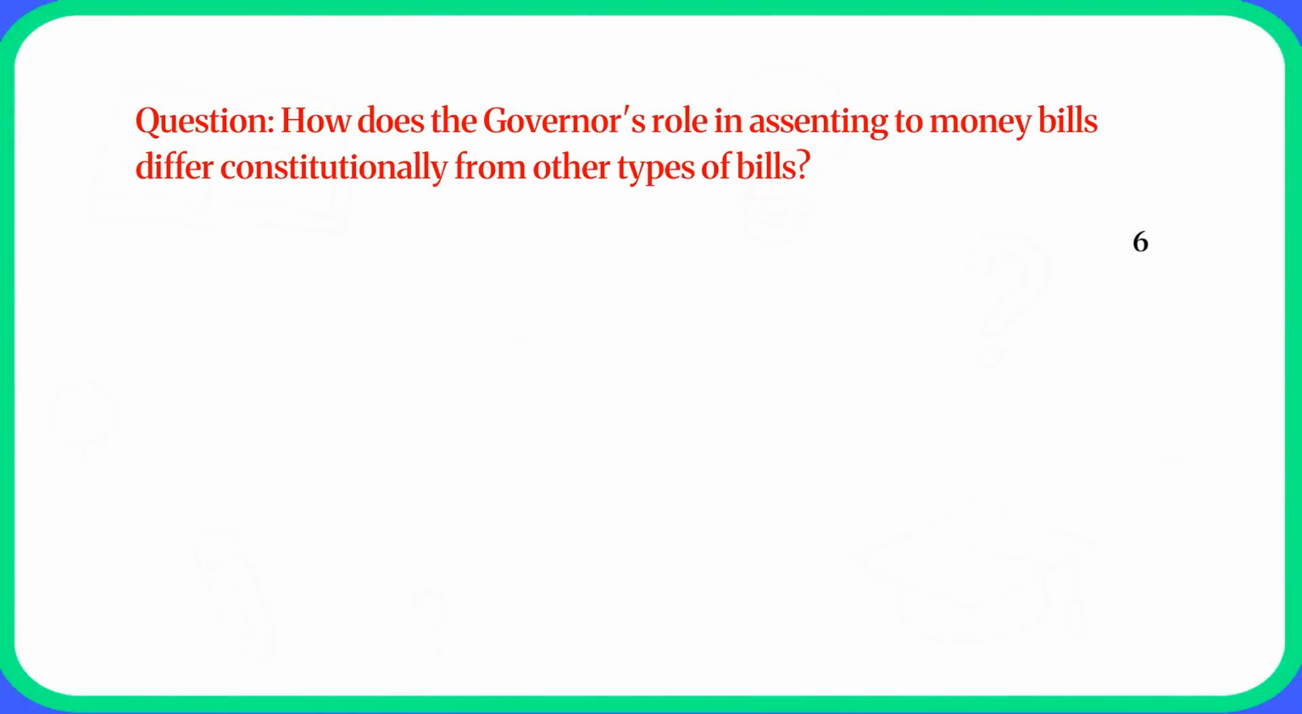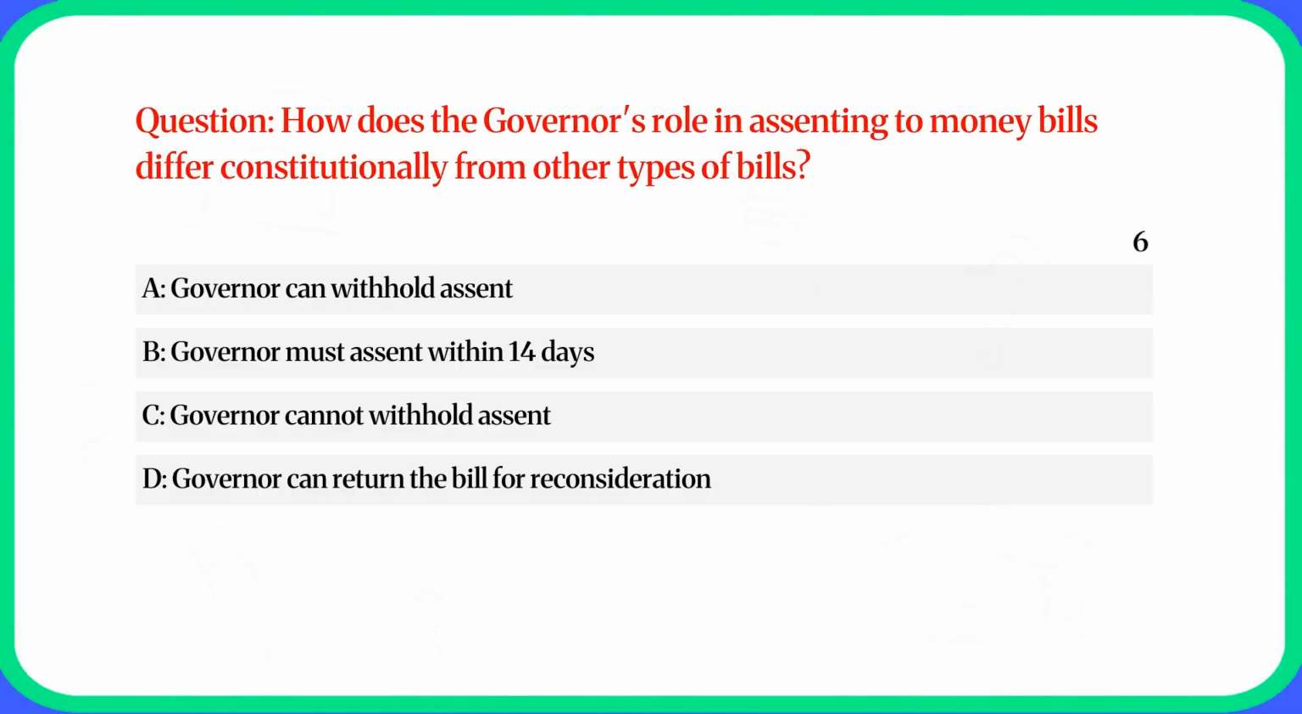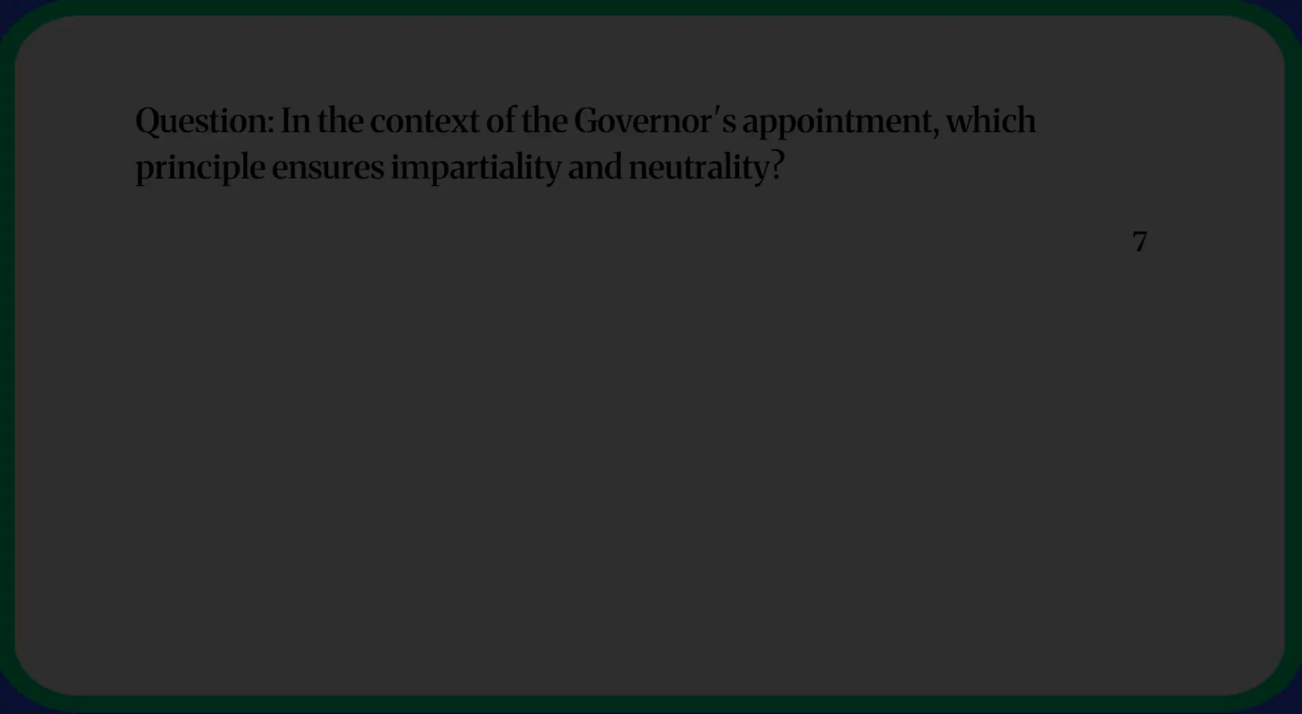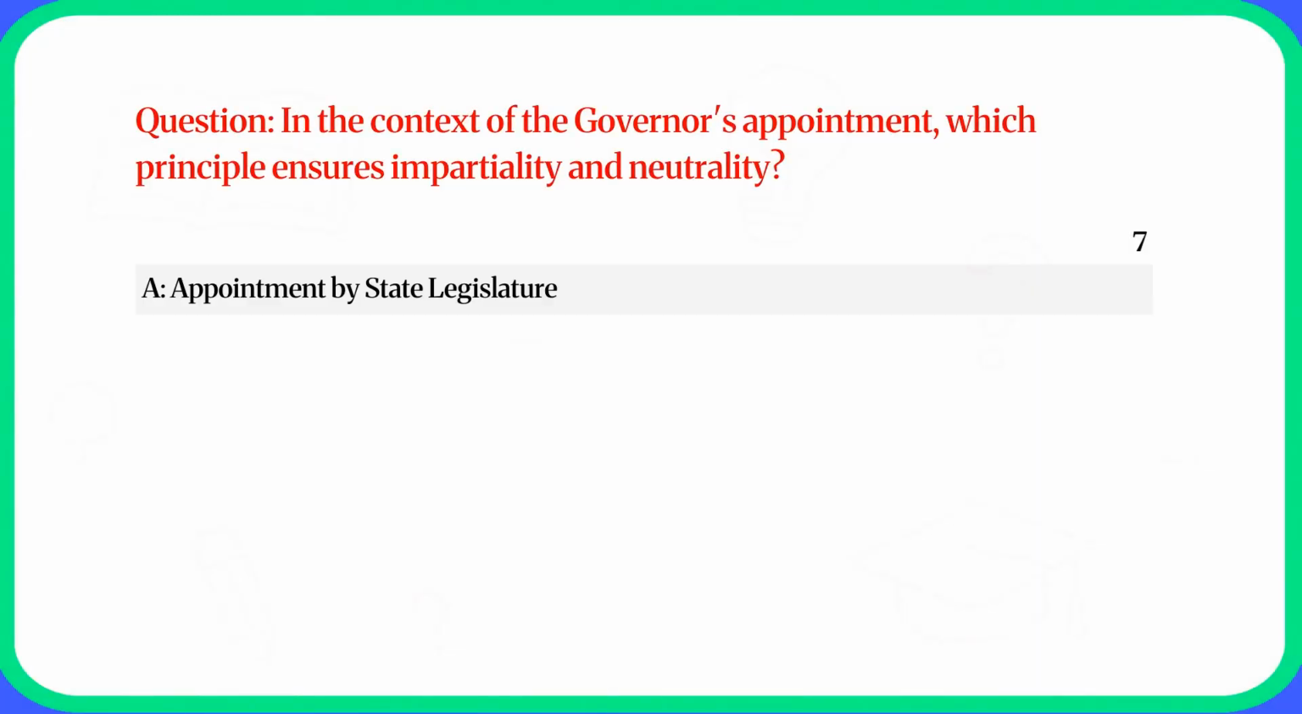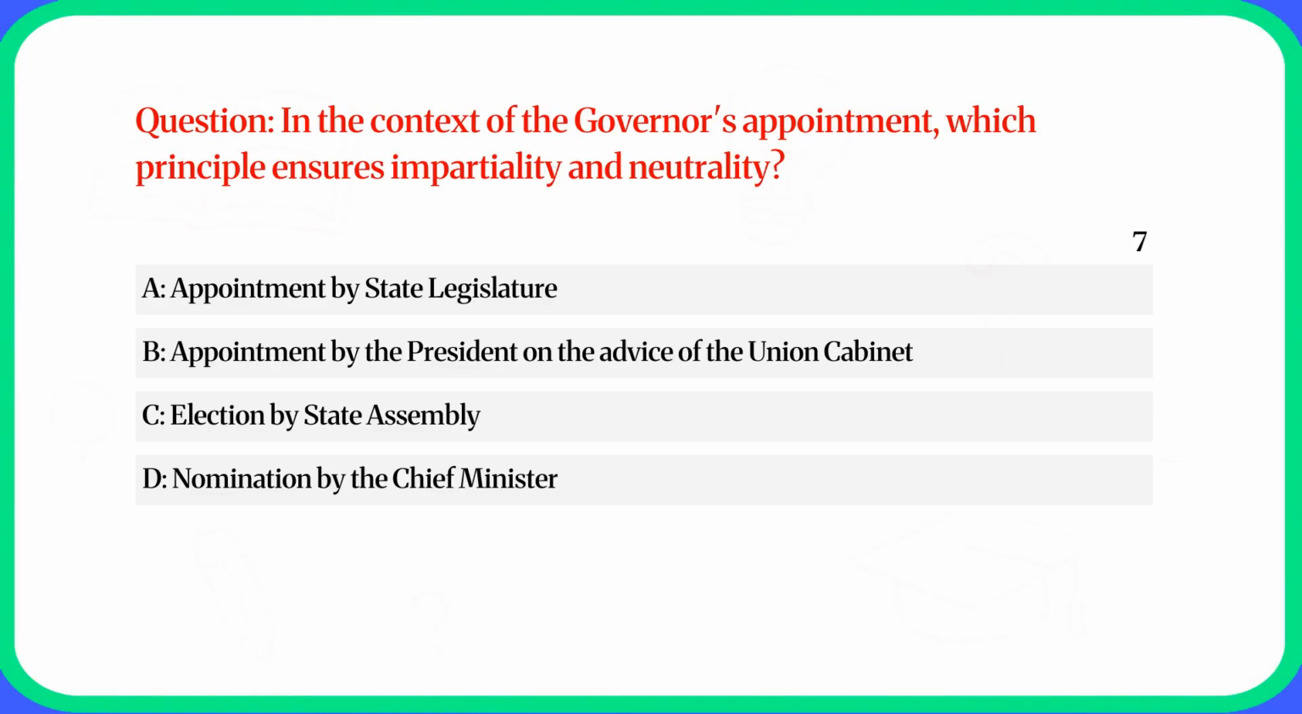Question: how does the governor's role in assenting to money bills differ constitutionally from other types of bills? Answer: C. Governor cannot withhold assent. Question: in the context of the governor's appointment, which principle ensures impartiality and neutrality? Answer: B. Appointment by the President on the advice of the Union Cabinet.